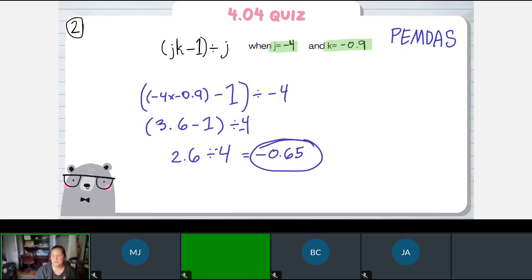How did you get the multiplication symbol in the problem again? So right here in the original problem, Hassan, J and K are right next to each other, so that tells you that they're being multiplied by each other.